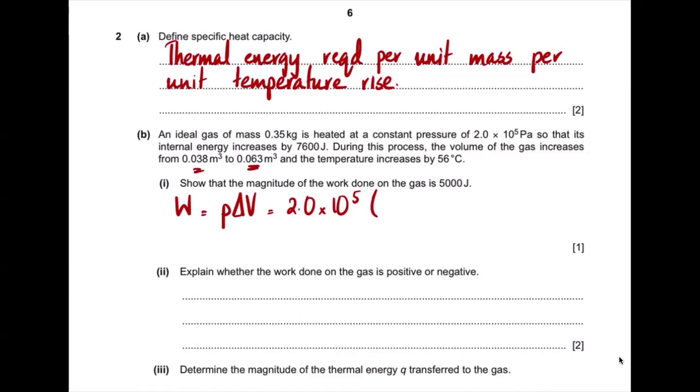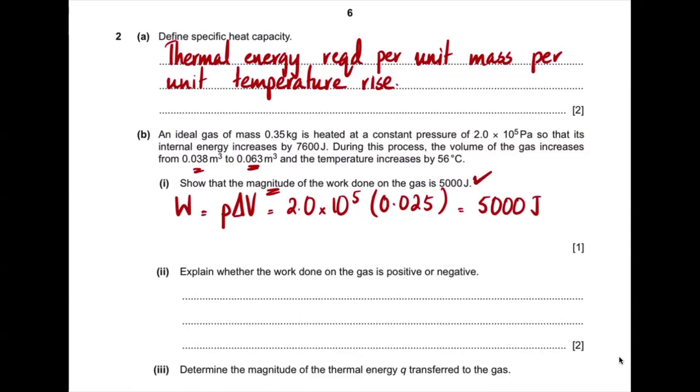So right now I'm not talking about whether this is work done on or by the gas. I just want to get my answer and get done with this part. So this turns out to be negative 0.025, but if I just need the magnitude, I'll drop the negative. So it's this times 2 times 10 to the 5. This turns out to be 5000 joules. Hence, I've shown that the work done is this much.